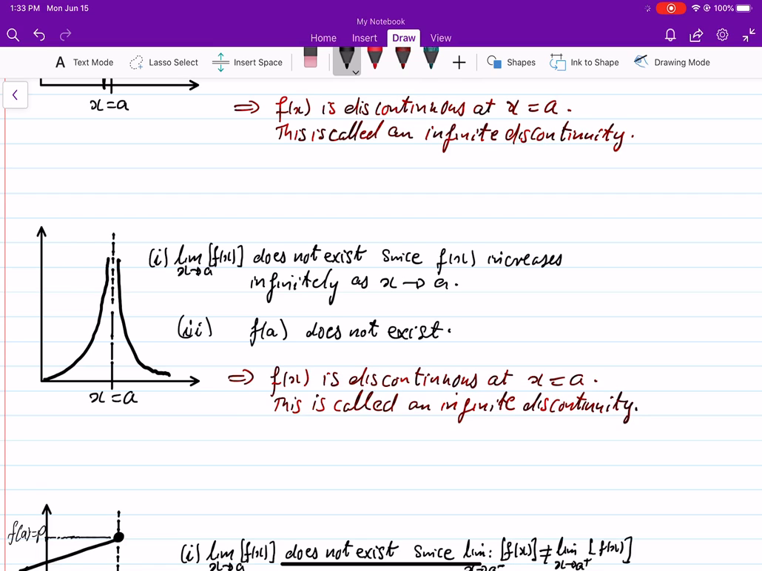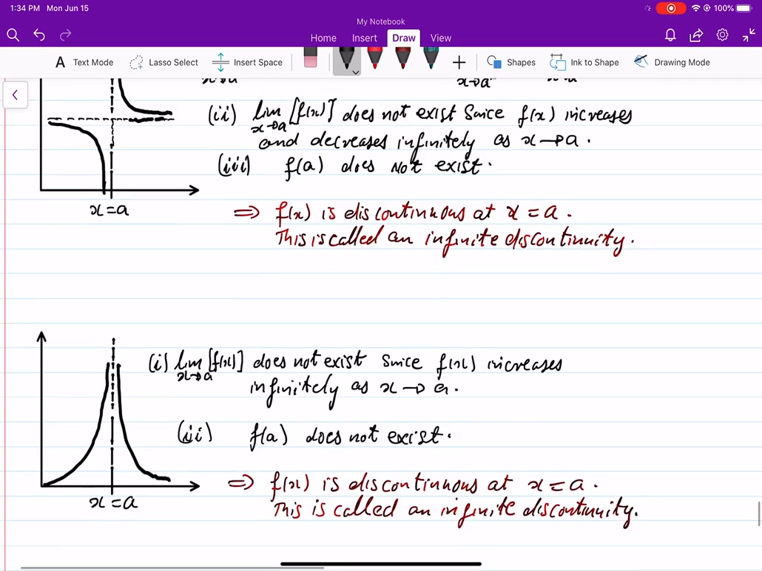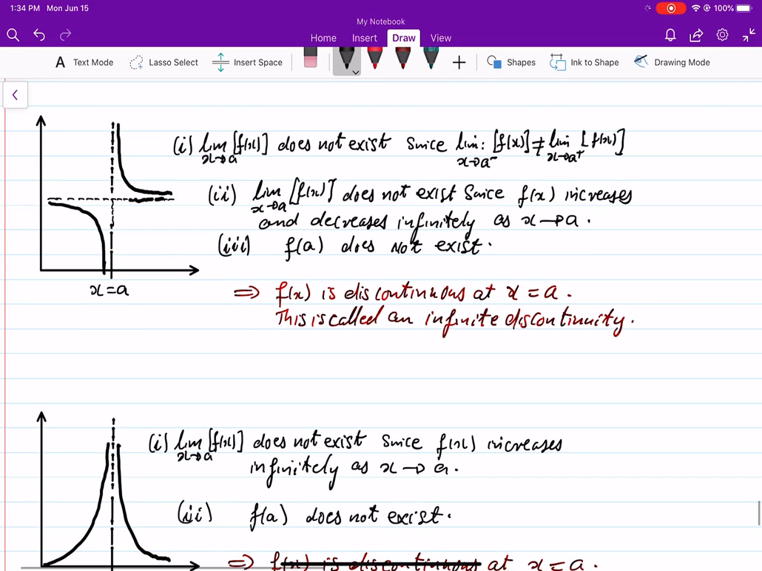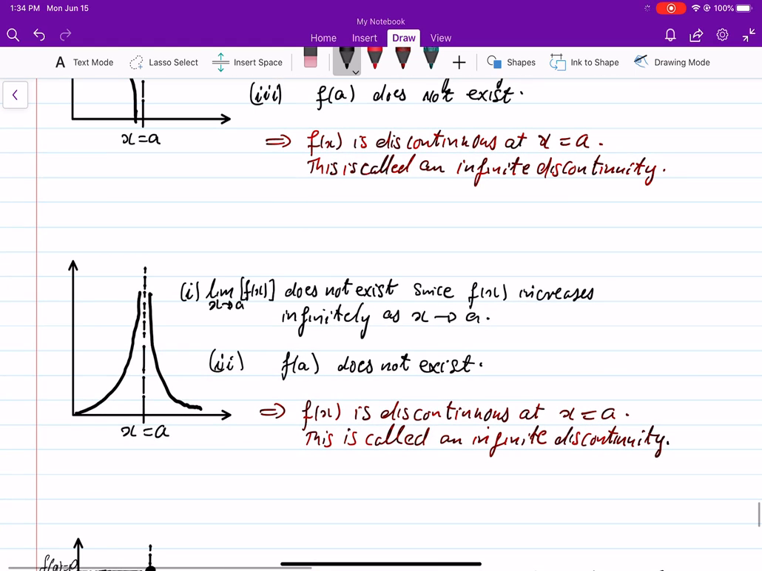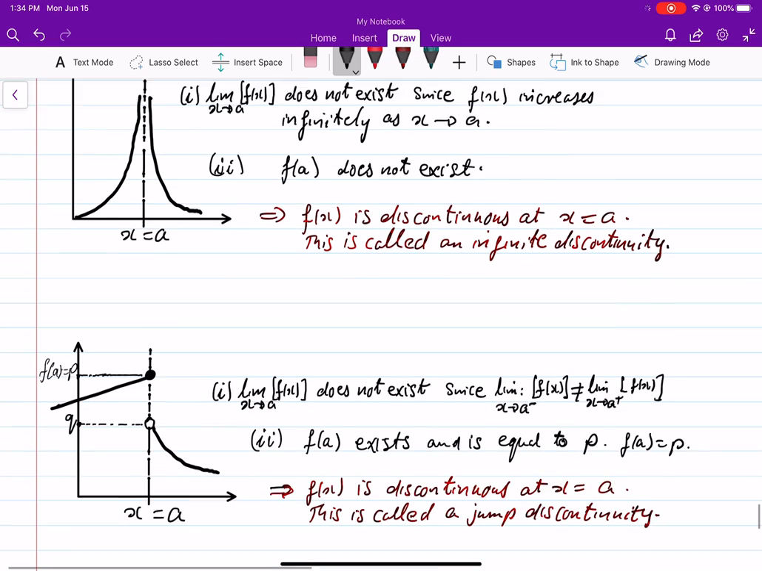It's increasing infinitely on both sides, as opposed to the one above where it was increasing infinitely on one side of a and decreasing infinitely on the other side of a. This one is increasing infinitely on both sides of a, but once it's increasing infinitely or decreasing infinitely or increasing and decreasing infinitely, then the limit does not exist. f of x is discontinuous at x equal to a, and this again is called an infinite discontinuity.